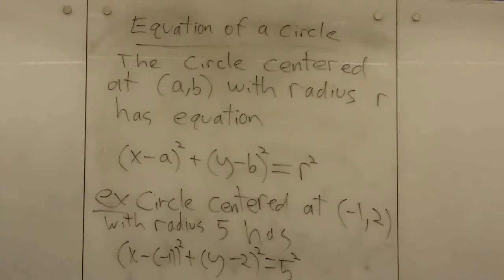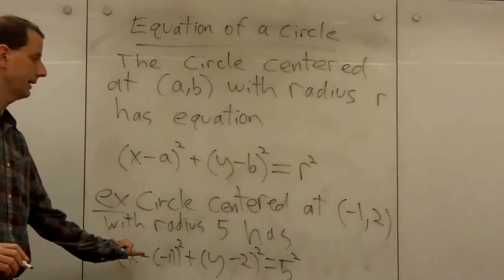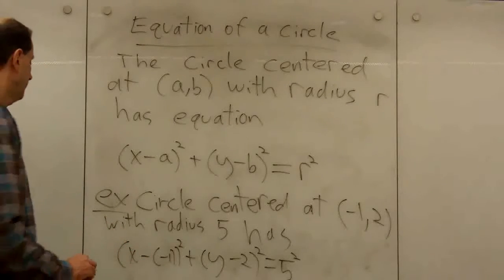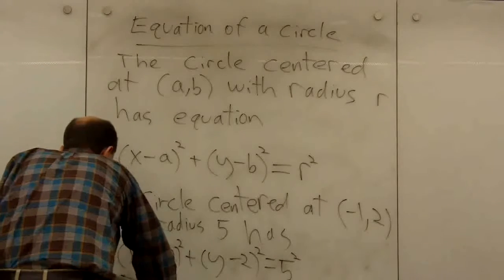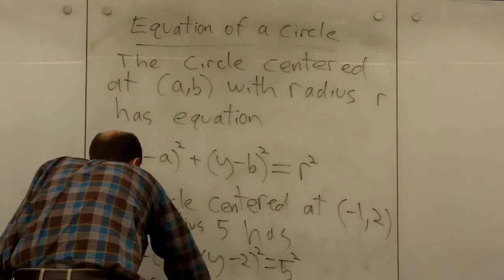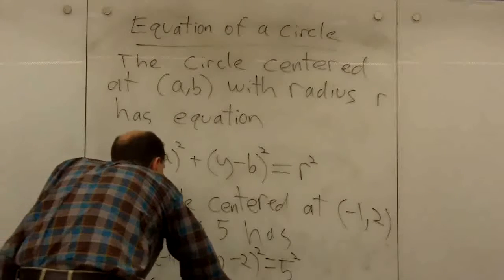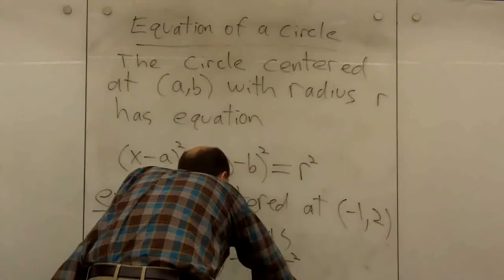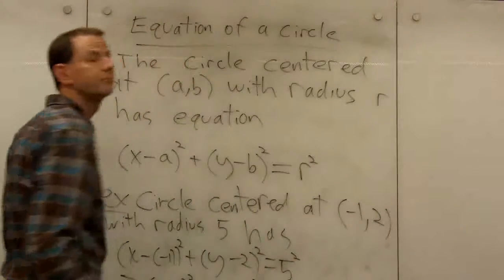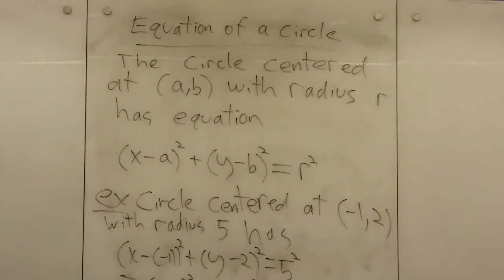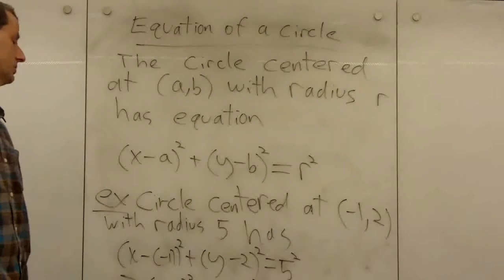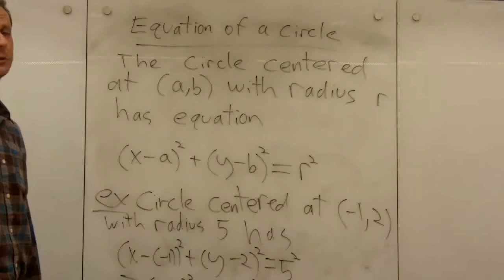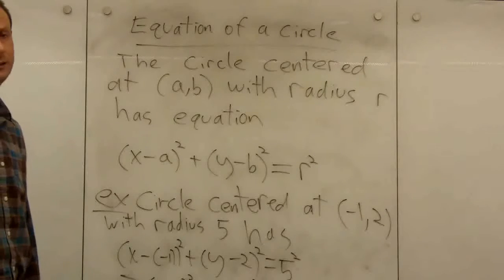And of course, this could be tidied up slightly. I don't recommend you actually multiply out the stuff you have in parentheses. However, it is nice to say that x minus minus 1 is the same as x plus 1. And we'll go ahead and say that 5 squared is 25 as well. So therefore, the equation of a circle centered at (minus 1, 2) with radius 5 has equation (x plus 1) squared plus (y minus 2) squared equals 25.